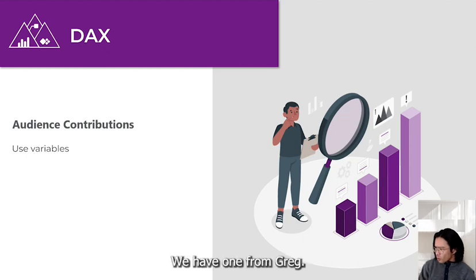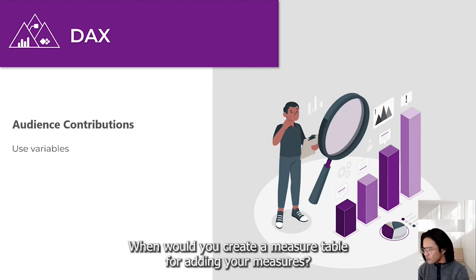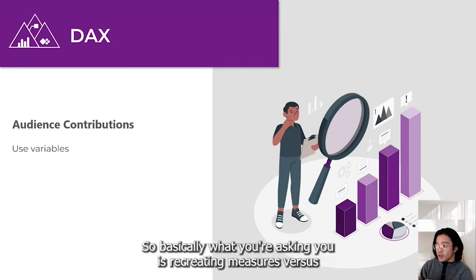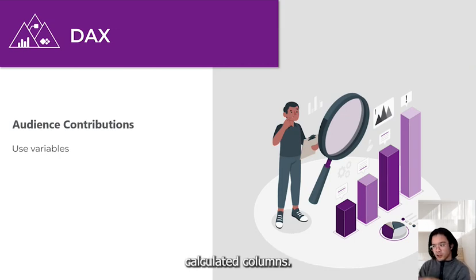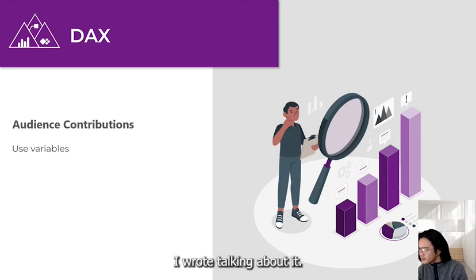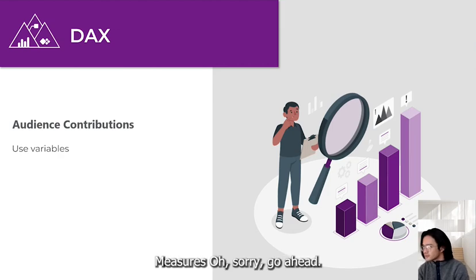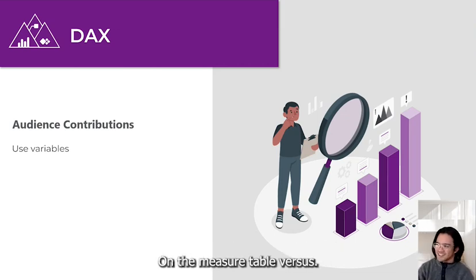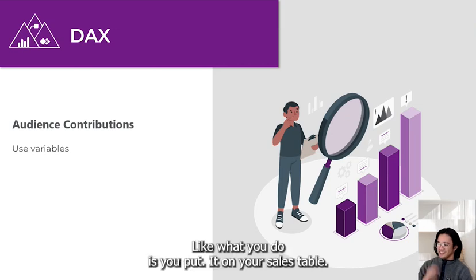All right, we have one from Greg. When would you create a measure table for adding your measures versus adding measures on existing tables? So basically what you're asking here is creating measures versus calculated columns. Is that right, Greg? I've read stuff where they say you create a table called something like measures, and then you put all your measures on the measures table versus what you did, which is putting them on your sales table.